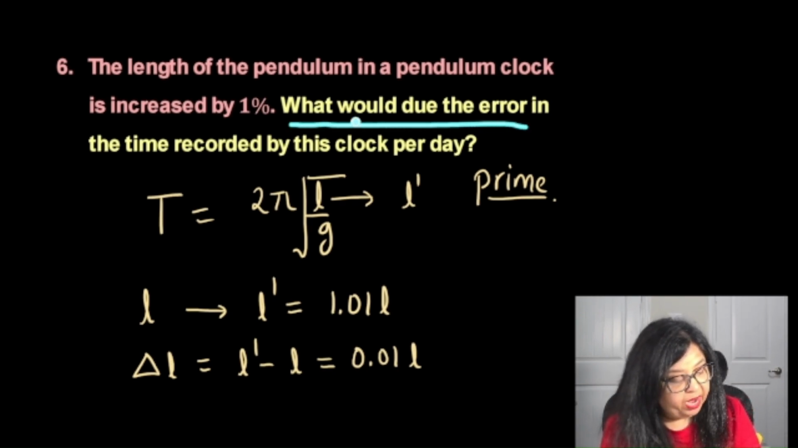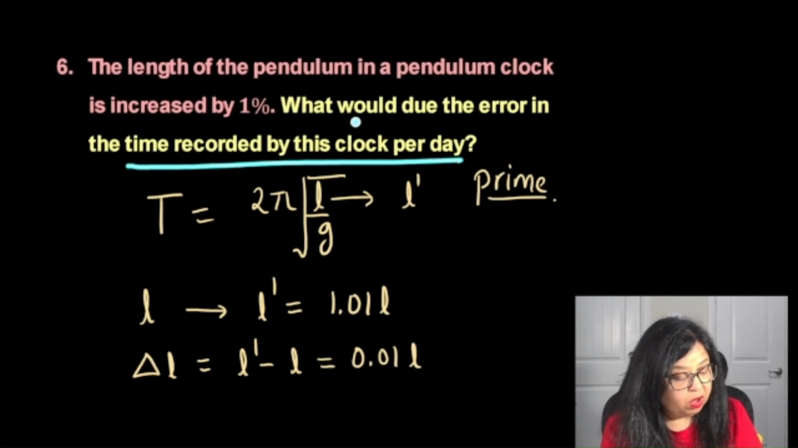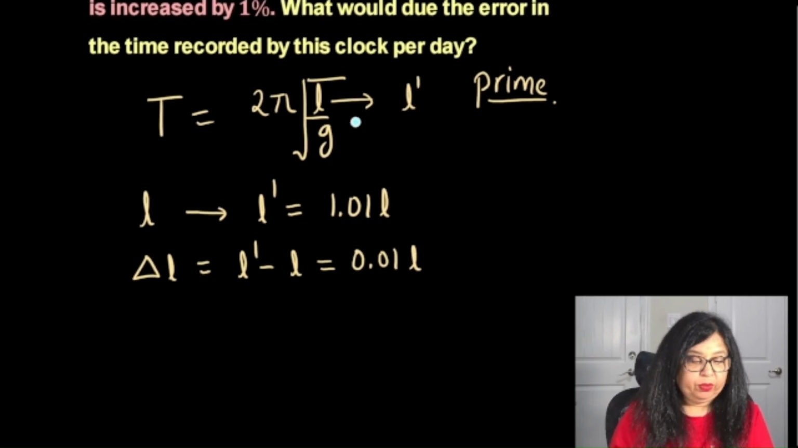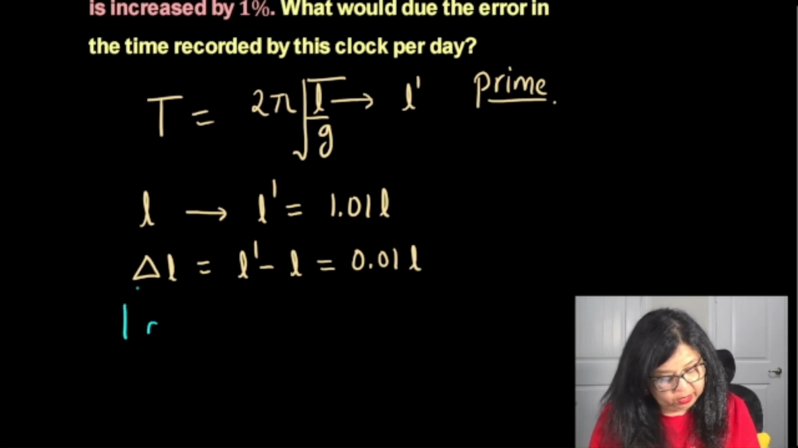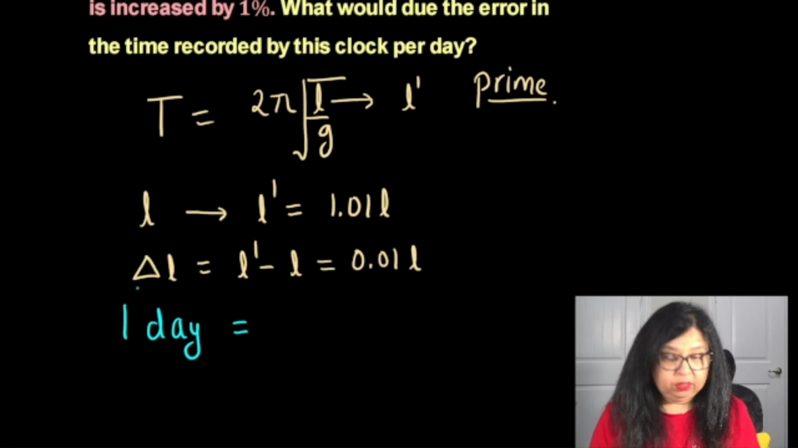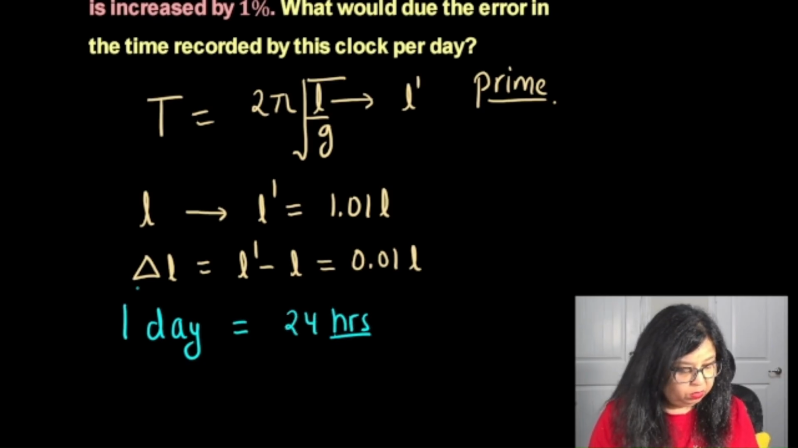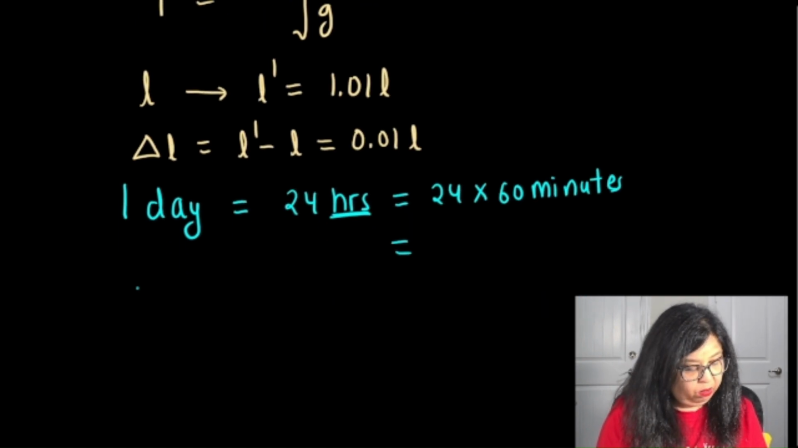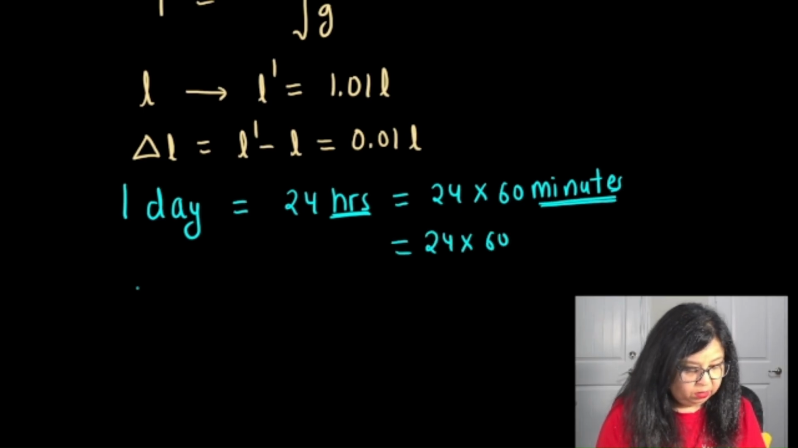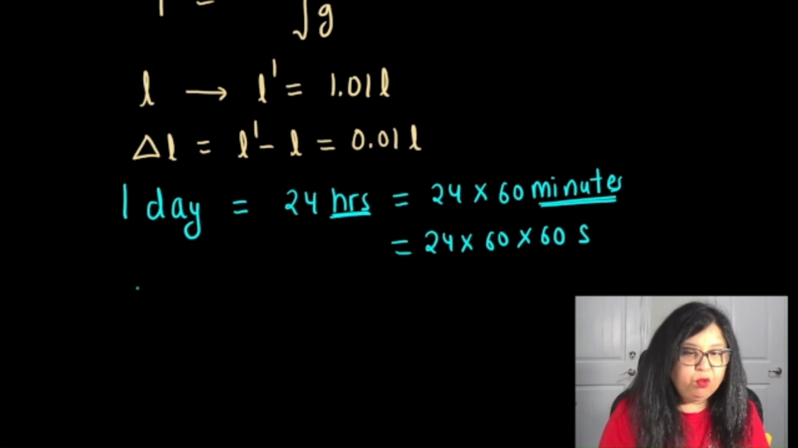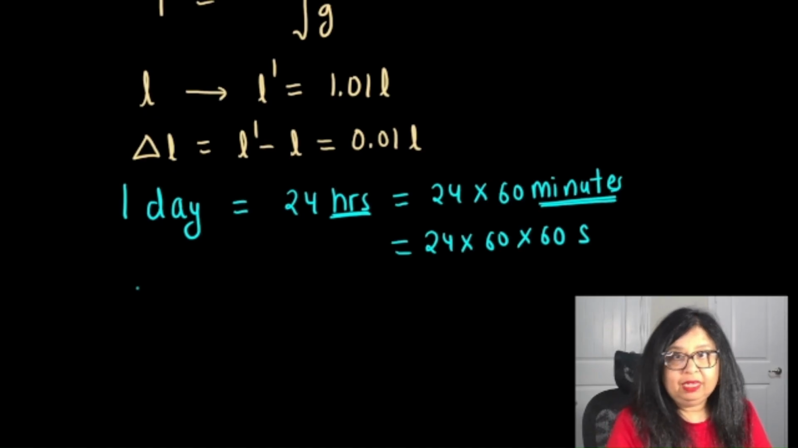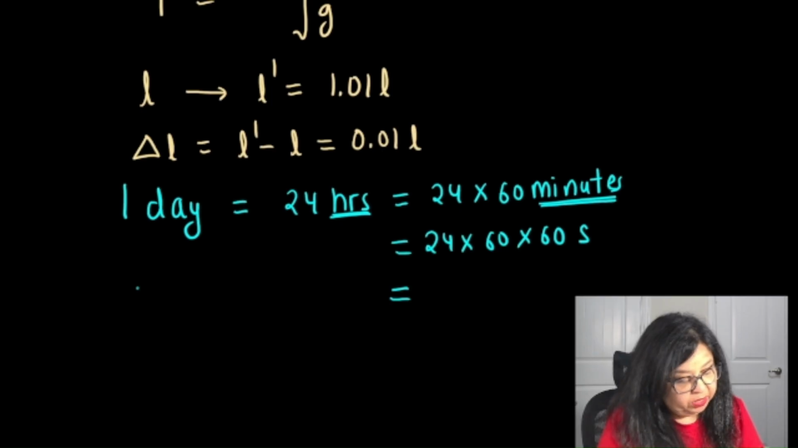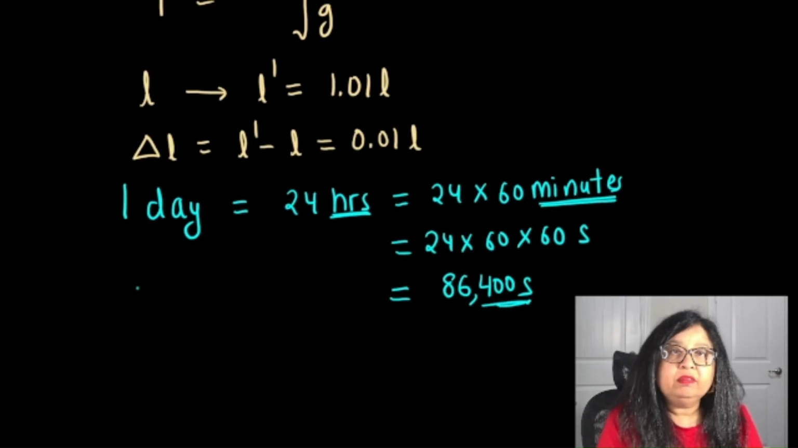We are asked to find the error in the time recorded by this clock per day. Okay, so in 1 day, what's the time in 1 day? 1 day equals what? 24 hours. 1 hour equals what? In place of hour, I write minutes. Now, 1 minute equals what? 60 seconds. So 24 times 60 times 60 seconds is the time in 1 day. And when you do this multiplication, you will find that this is equal to 86,400 seconds. This is the number of seconds in 1 day.